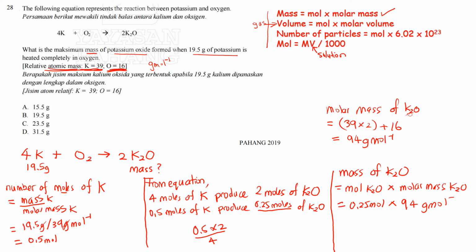You substitute into the equation, and then you will get 23.5. Mole and per mole you cancel, the unit then is gram. 23.5 grams. So the answer is C.